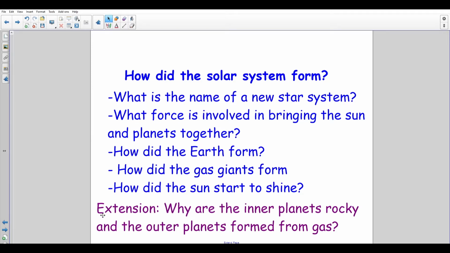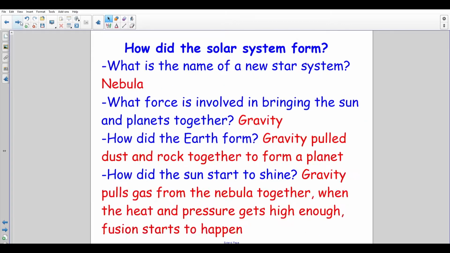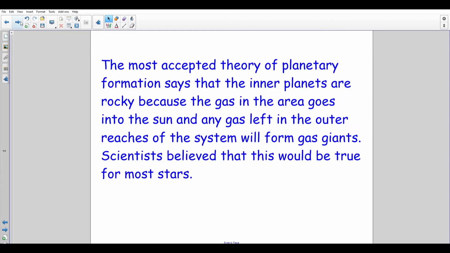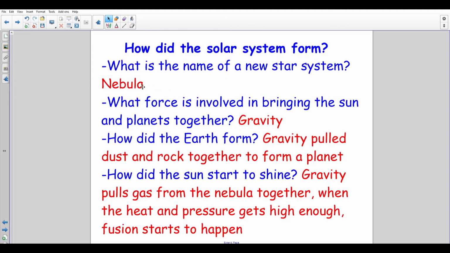And if you can, try and explain why the inner planets are rocky and the outer planets are formed from gas. But you should be able to do the extension in the answer, I think. Okay, so pause the video, work your way through that, answers in your books as one full answer, please. Okay, when we're ready, I've got one more thing to ask you before I finish the lesson on this, but before I go on to that, we'll go through the answers for this.